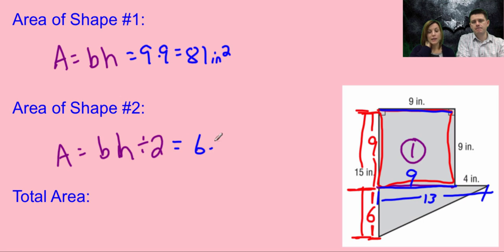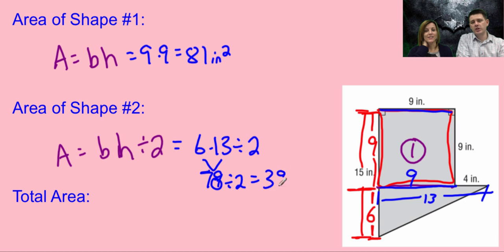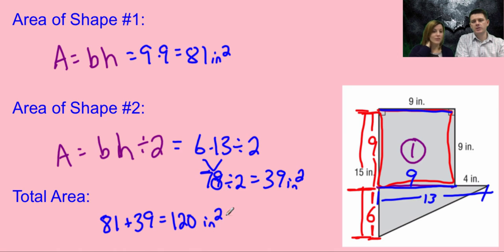So we got 6 times 13 divided by 2. So that's 13 times 3, which is 39 inches squared. You see how I did that? I was going to do 6 times 13 is 78, divided by 2 gives me 39, but we both got to the same spot. Inches squared. So to add it up, 81 plus 39 is going to give me 120 inches squared. I'm totally ignoring that phone ringing in the background.